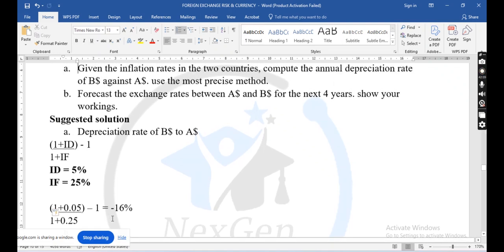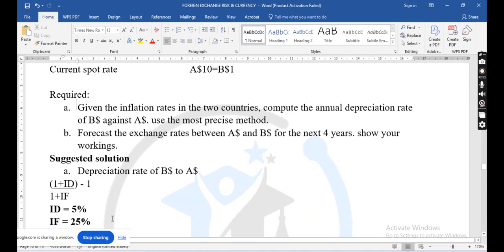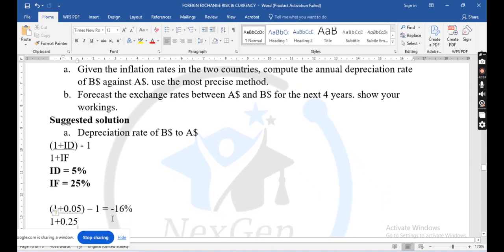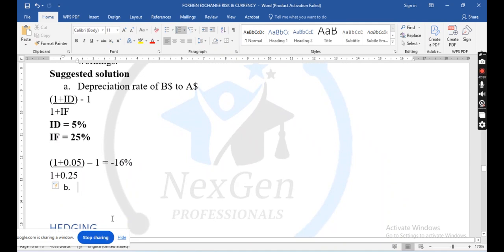Forecast exchange rate, AS and BS, for the next what? For the next 4 years. Class, forecast exchange rates for 4 years, right?